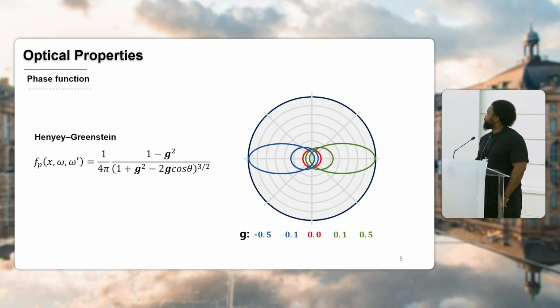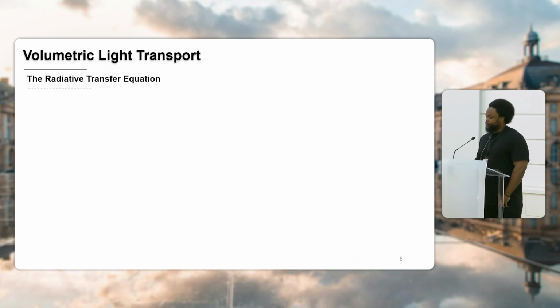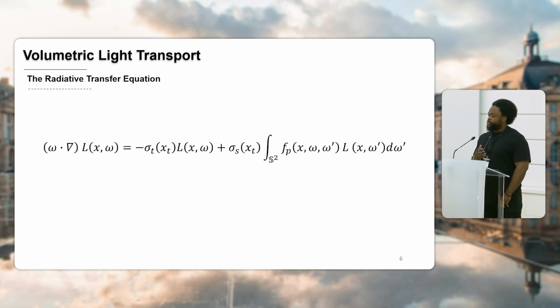And finally, the phase function, which in this case, we will use the Henyey-Greenstein function, which is parameterized using an anisotropy parameter g, depending on whose value the scattering can either be isotropic for 0, forward scattering for positive values, and backward for negative values. And so, assuming we are given these optical properties, we can use the radiative transfer equation as the physical model for light transport in participating medium.